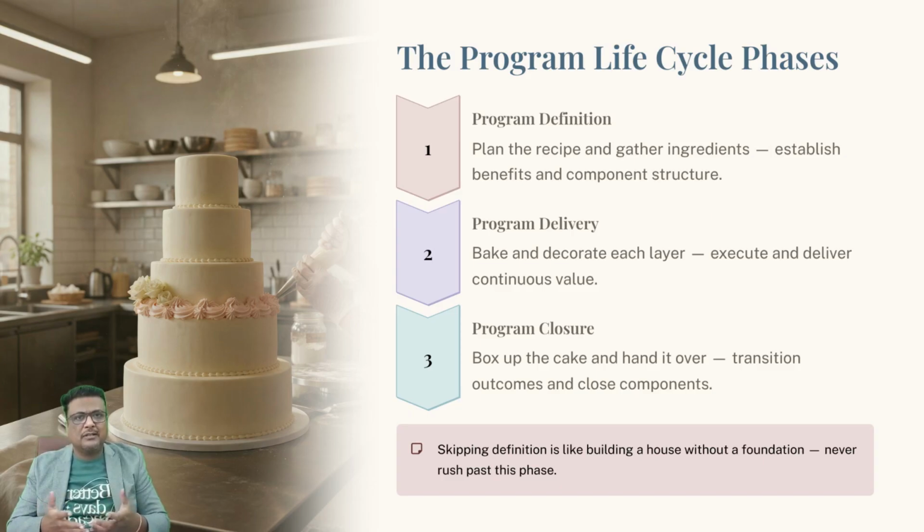The official study guide states that the program lifecycle consists of 3 major sequential phases: program definition, program delivery, and program closure, designed to ensure continuous value delivery over time.